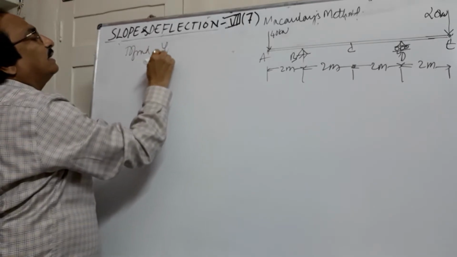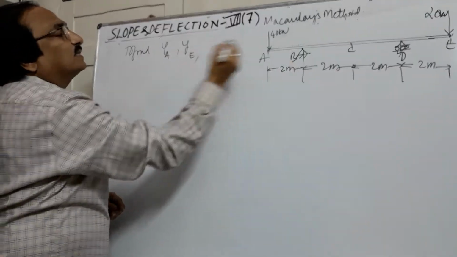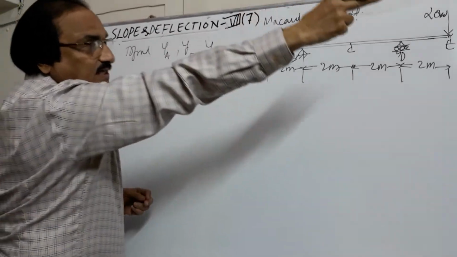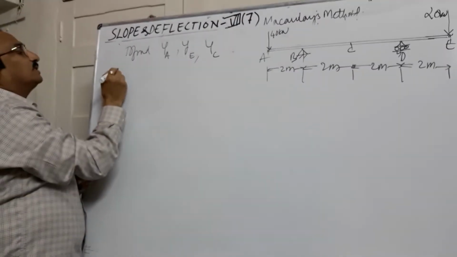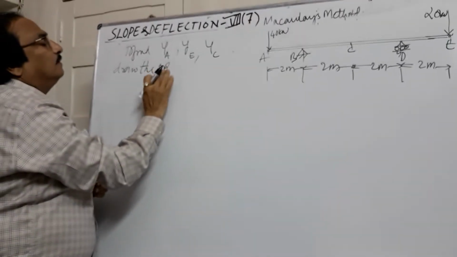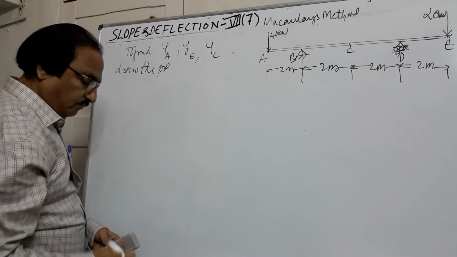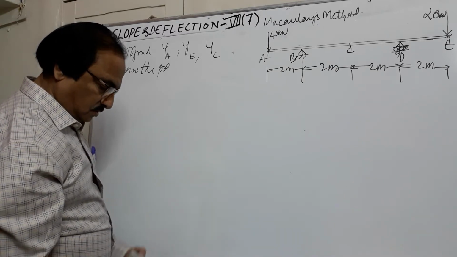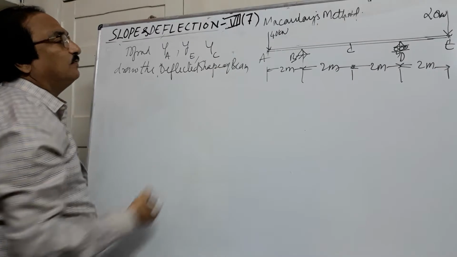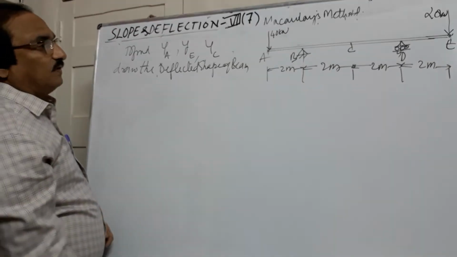Now you are required to find the deflection at A, the deflection at the last point E, and the deflection at the midpoint C. So we are finding out deflection at A, deflection at E and deflection at C. Using these deflections, let us draw the profile of the deflected shape of the beam, how the beam is going to deflect after finding out the deflections at A, E and C.